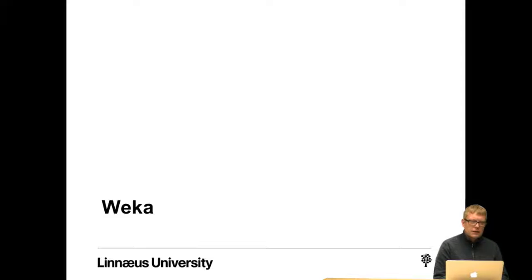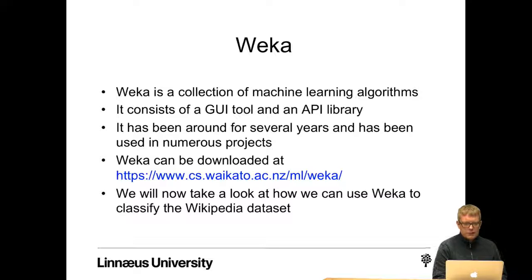We can do text classification in the Weka machine learning collection. So as mentioned in the previous lecture, Weka is a collection of machine learning algorithms, and it has a GUI tool and an API library. And Weka has been around for several years and has been used in numerous projects. And you have a link here to download it. It's developed at the University in New Zealand.